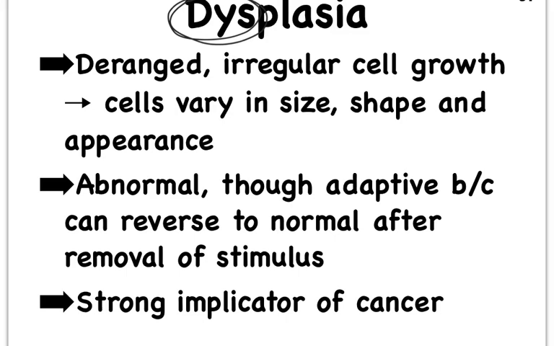Despite the fact that dysplasia is really an abnormal look for cells and considered adaptive, these cells supposedly can still reverse to normal after removal of the stimulus on time, obviously. If, on the other hand, the stimulus is not removed, or this is not controlled in a decent time period, it could result in cancer.